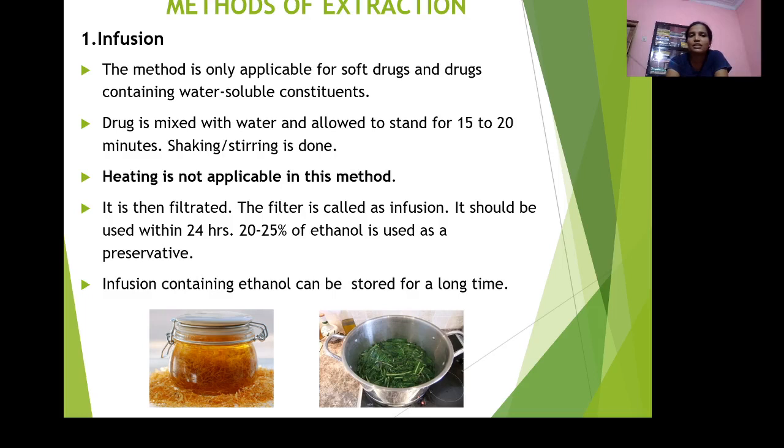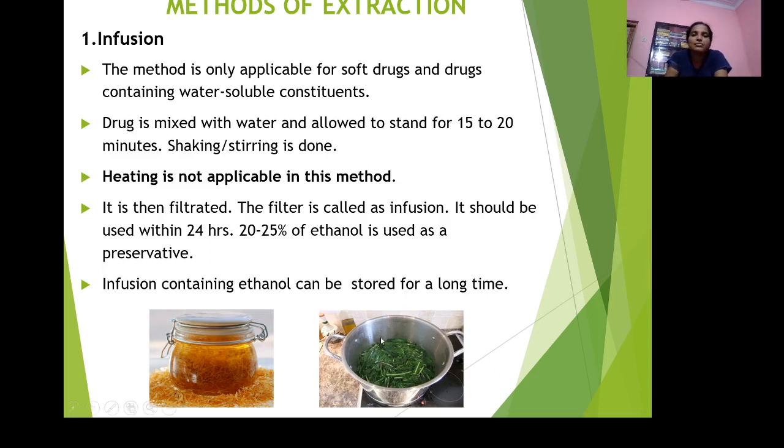That water easily diffuses inside the soft drug, and the active constituents are dissolved inside that water, so that we can get the active constituents inside the infusion. Then, after 15 to 20 minutes, the material is subjected to the filtration process. After filtration, the filtrate we get is nothing but the infusion, and that filtrate should be used within 24 hours.